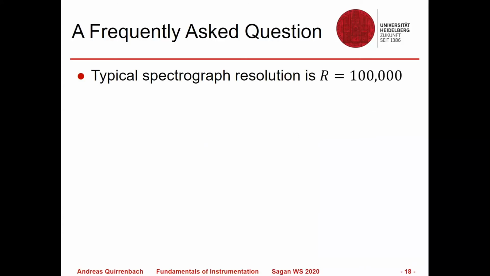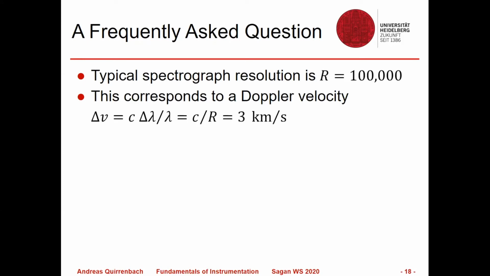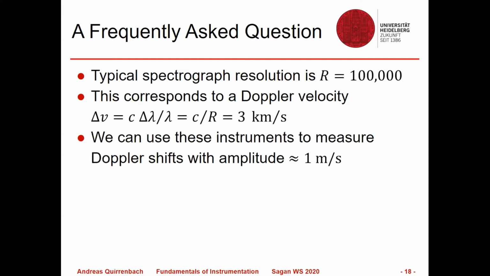So the frequently asked question here is, we said we get typical spectrograph resolution of order 100,000. So if you convert this into a Doppler velocity, this is 3 kilometers per second. And as Deborah very nicely explained, we can get Doppler shifts with amplitudes of 1 meter per second, or maybe even centimeters per second out of such an instrument. So how is that possible?